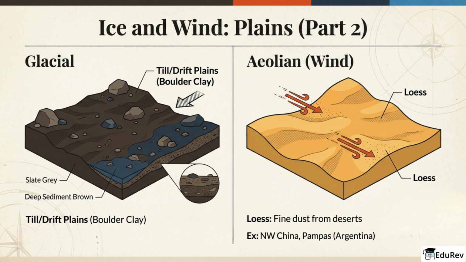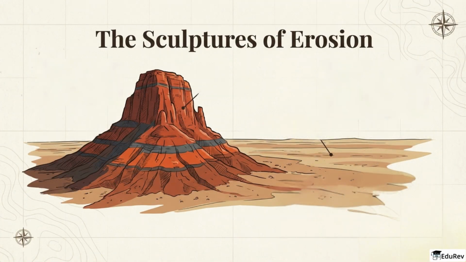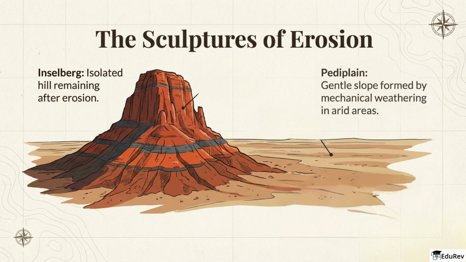Now we close with erosion landforms that appear after long wearing down. Now, not everything is built by deposition. Many things are revealed by erosion. The slide calls them sculptures of erosion. Inselberg is defined as an isolated hill remaining after erosion. Pediplain is defined as a gentle slope formed by mechanical weathering in arid areas.